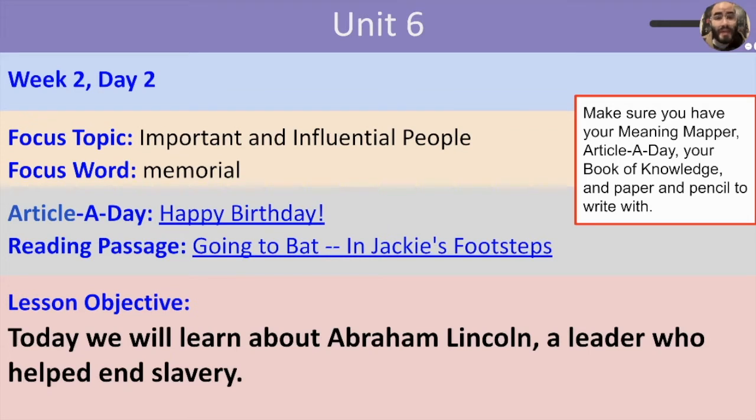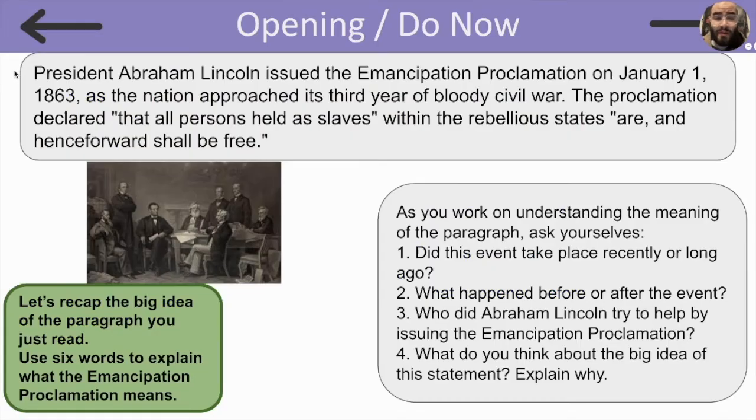Make sure you have your meaning mapper, article a day, your book of knowledge, and paper and pencil to write with. Today we will learn about Abraham Lincoln, a leader who helped end slavery. Let's get started. Read this paragraph along.